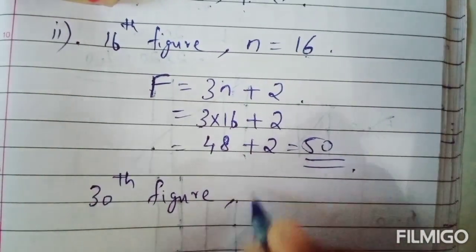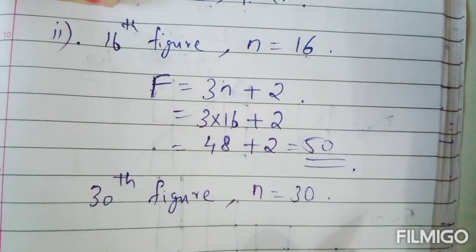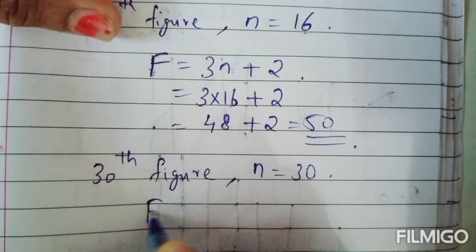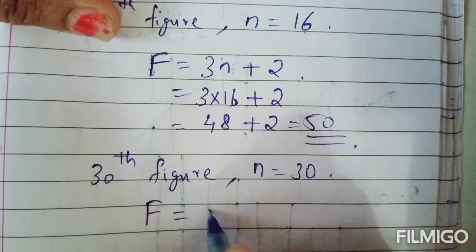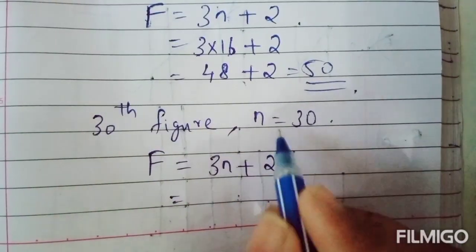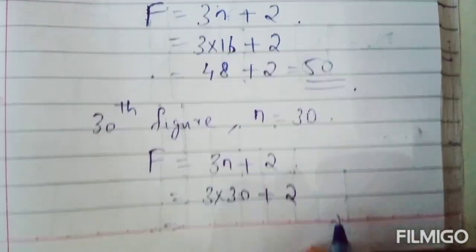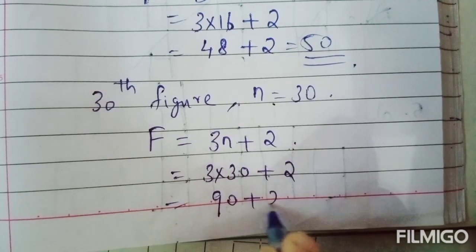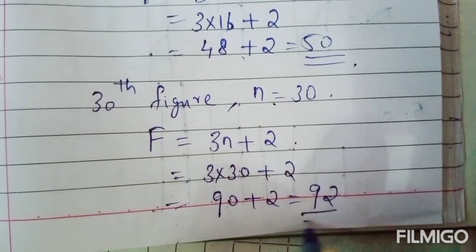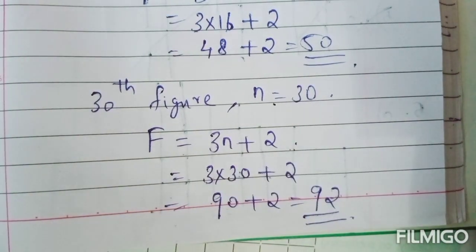So in the 30th figure, n will be equal to 30. Now how can you find the number of matchsticks? That is f. f equals 3n plus 2. Substituting n equal to 30, what will you get? 3 into 30 plus 2. 3 into 30 is 90, plus 2, you will get 92. So in the 30th figure, 92 matchsticks are used.